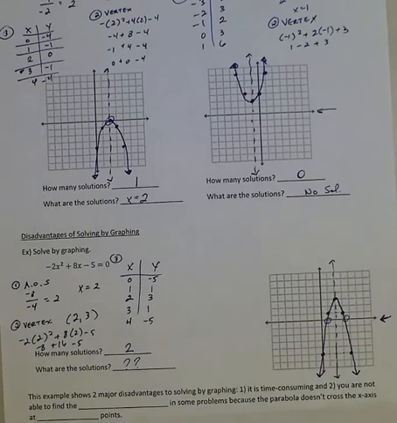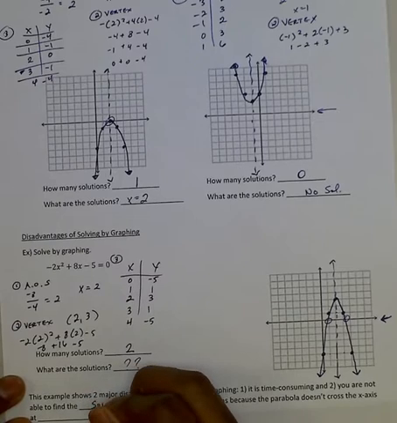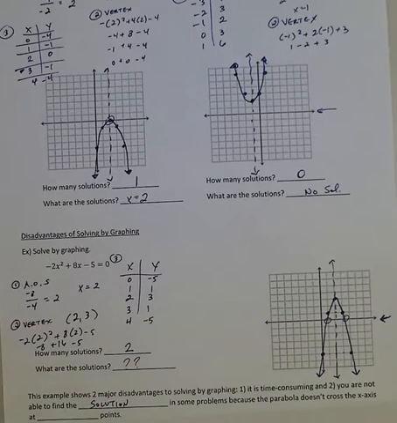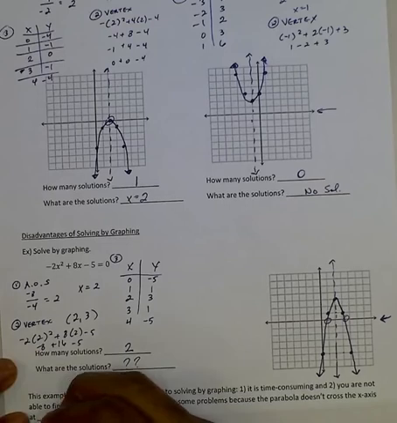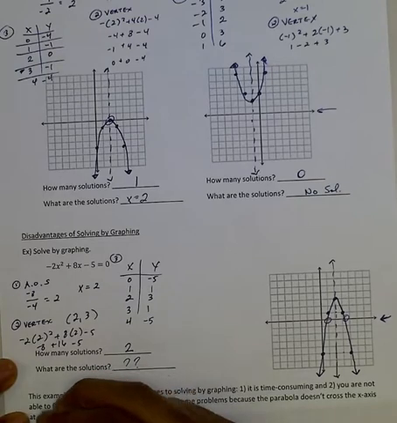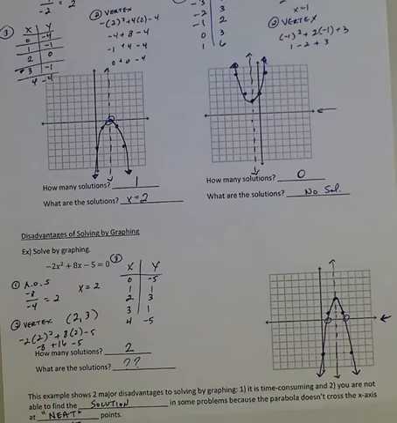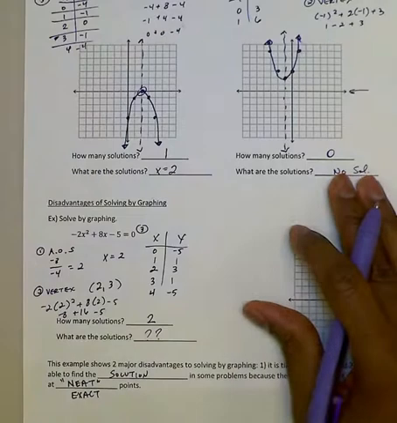By solving by graphing, it is time consuming because it did take a while, and you're not able to find the exact solution. In some problems, the parabola doesn't cross the x-axis at, I'll just say, neat points, or exact points. The answer doesn't have to be 2 or 1.